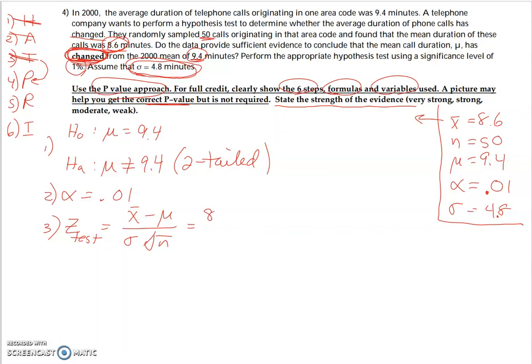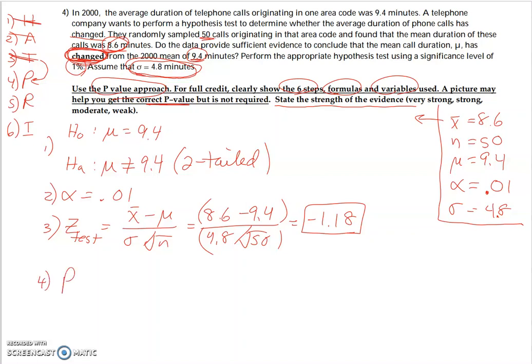So now we plug in the numbers for that. Sample mean is 8.6, established mean 9.4, standard deviation 4.8, and the sample size is 50. Plugging those numbers into your calculator, working carefully, you should get negative 1.18. This is our test statistic, or our test value. And from this value, we're going to figure out the p-value.